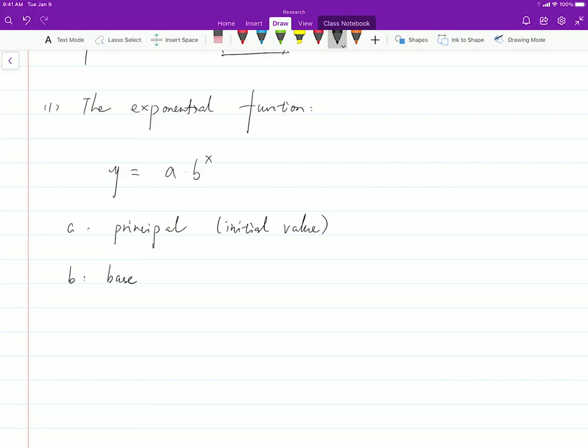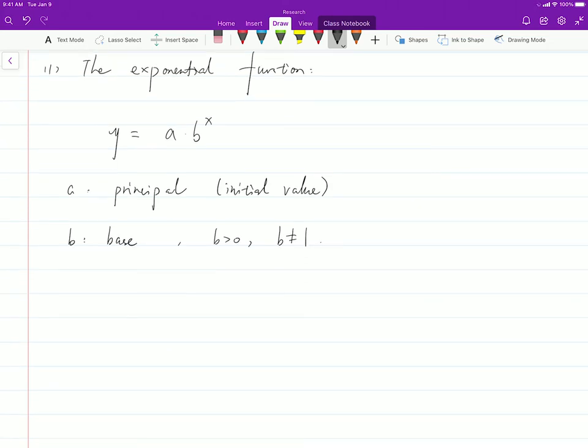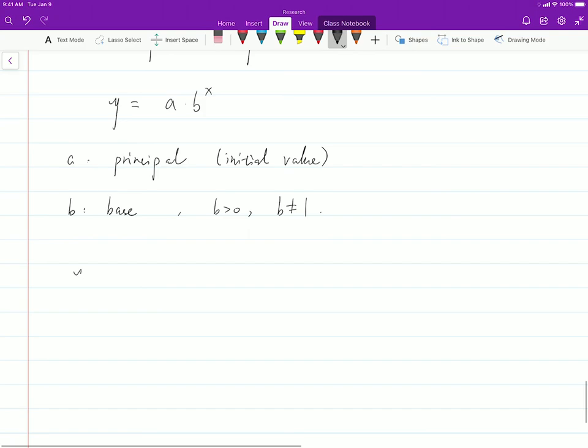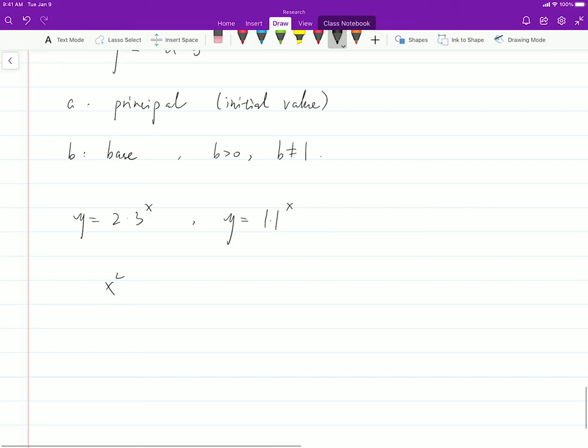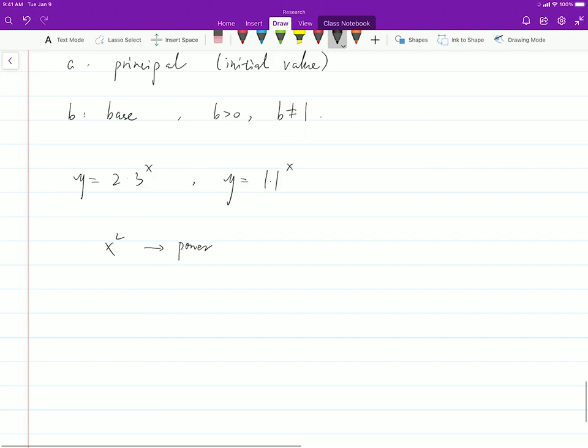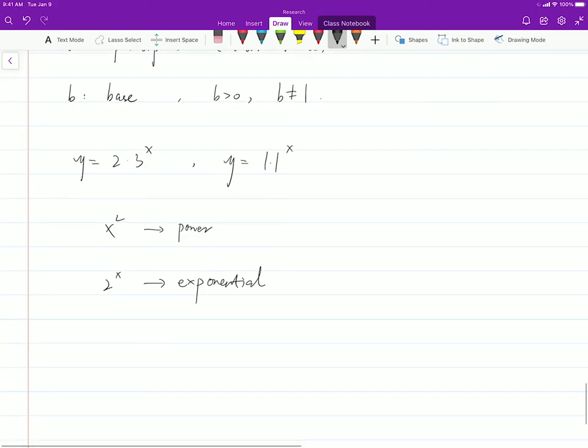With some restrictions. Number one, b is bigger than 0. Number two, b cannot equal 1. For example, this is an exponential function, 2 times 3 to the x. This is an exponential function, 1.1 to the x. From here you can see it's nothing but a power. Pay close attention to what we had before for powers. We call this a polynomial or power function. Notice what we have here is basically the same format, but x is not at the base, x is at the exponent, so this is called exponential. They are very, very different. The one on the bottom is way faster, way bigger, for bigger x.